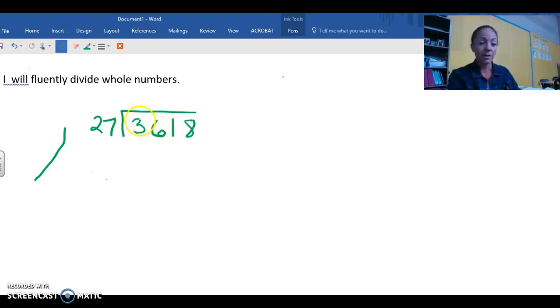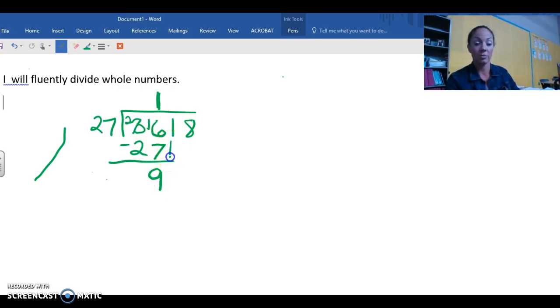So let's see, can 27 go into 3? And we can tell pretty quickly that that's a no. So then let's ask ourselves, how many groups of 27 do we have in 36? We can see that we will only have one group of 27 in 36. So we put the 1 up there at the top above the 6. 36 minus 27. Now, 6 minus 7, we are going to have to regroup because we can't do that. So 16 minus 7 equals 9.